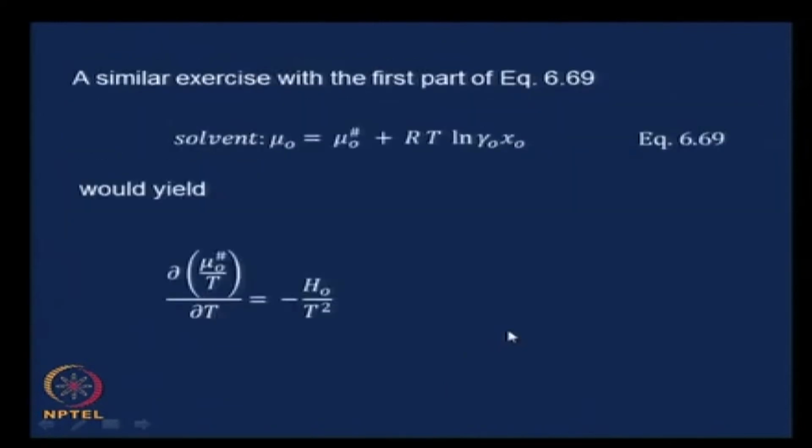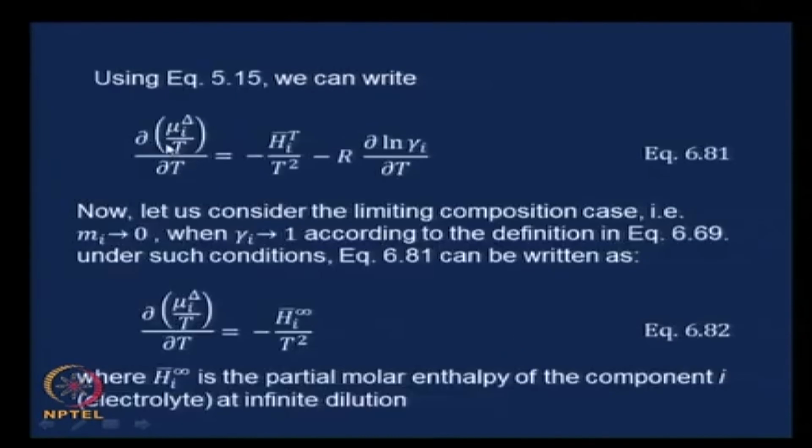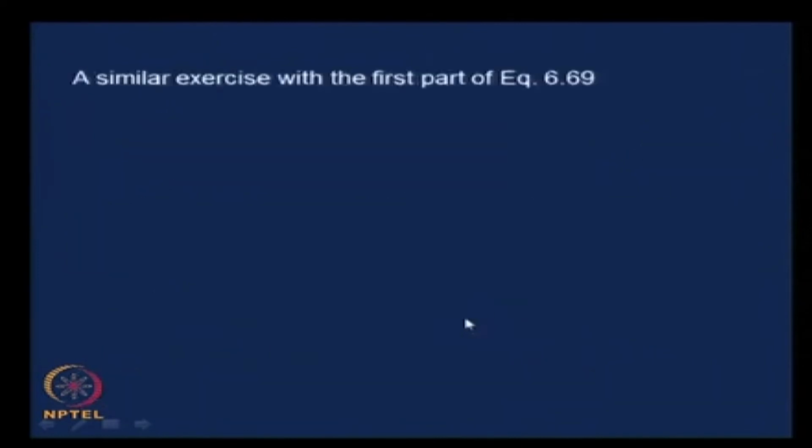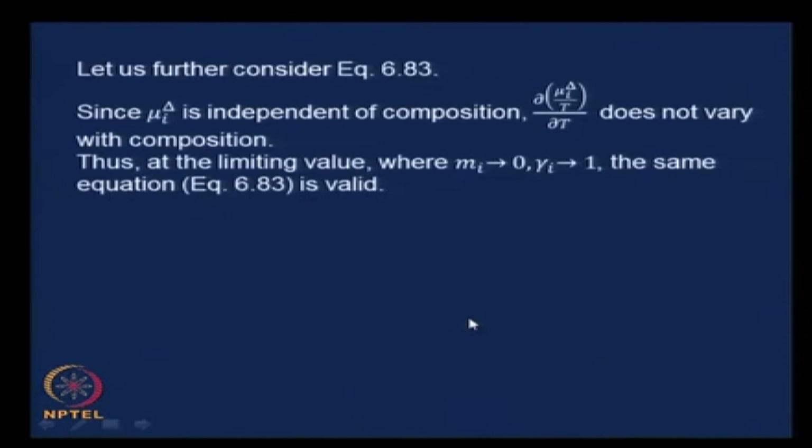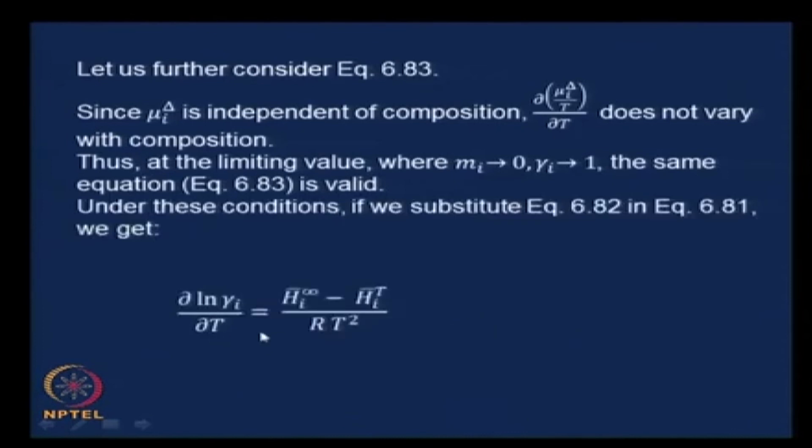We are just substituting this into this, minus H_i^∞#/T² onto this and getting an expression for ∂ln γ_i/∂T. ∂ln γ_i/∂T equals (H_i^∞# − H_i^#)/RT². We will call this equation 684, and what this gives us is the temperature dependence of the activity coefficient.